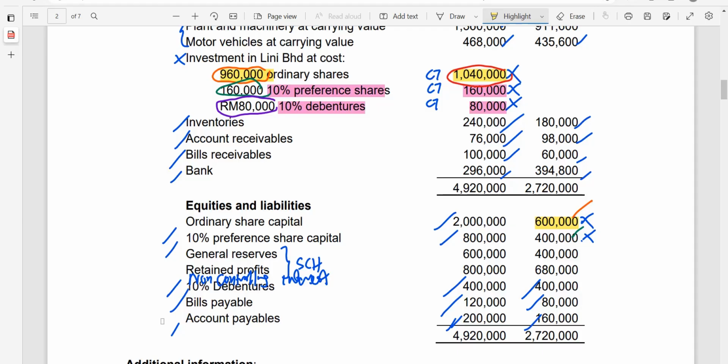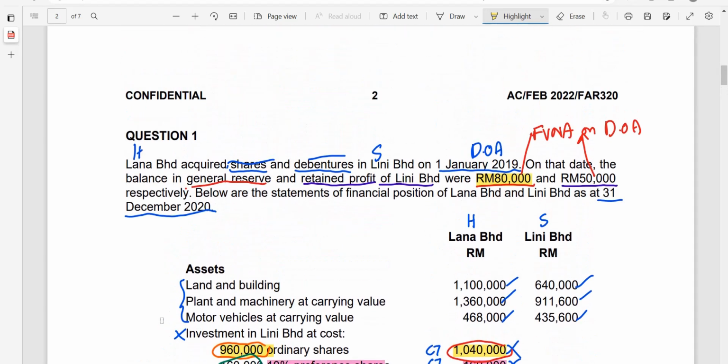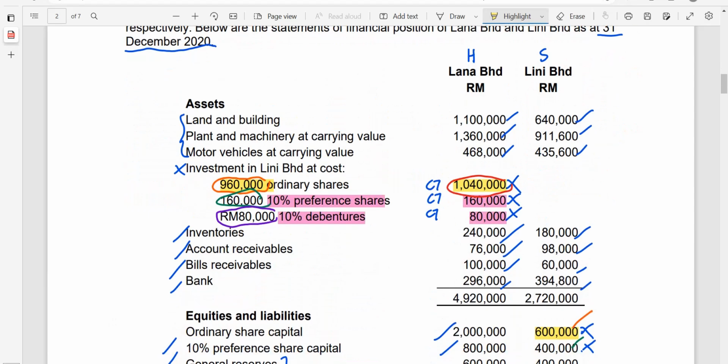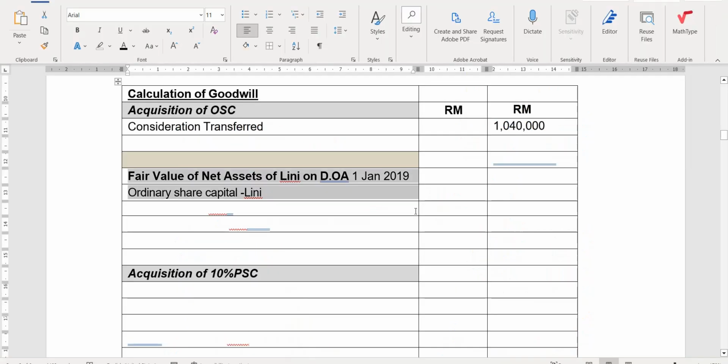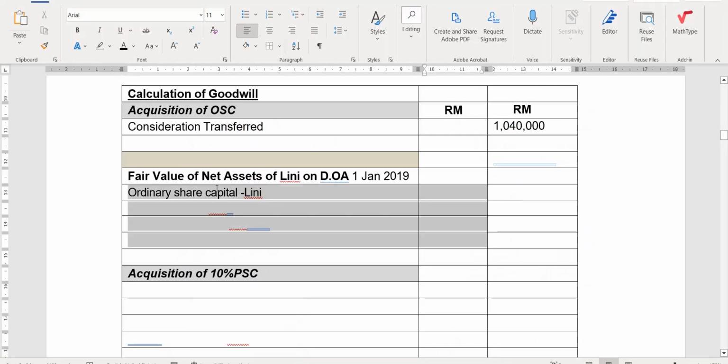The consideration transferred is 1040. And then again, there's one more fair value of an asset that will be included. Here is the general reserve and retained profit. So these two figures, together with the share capital, will be included in the calculation of the fair value of an asset on the date of acquisition. So I will include it here.